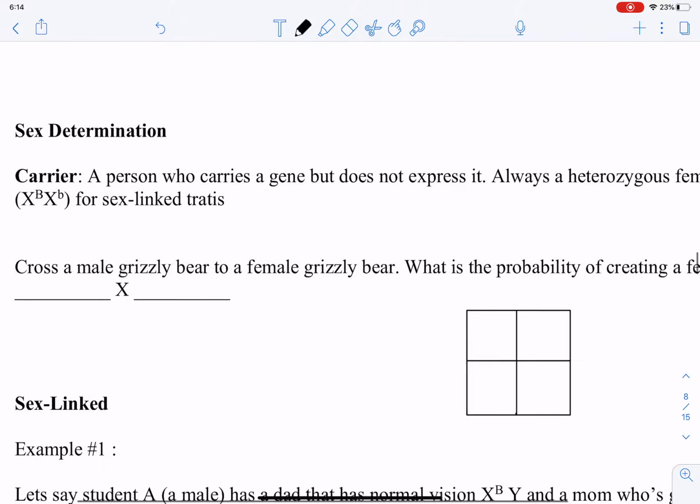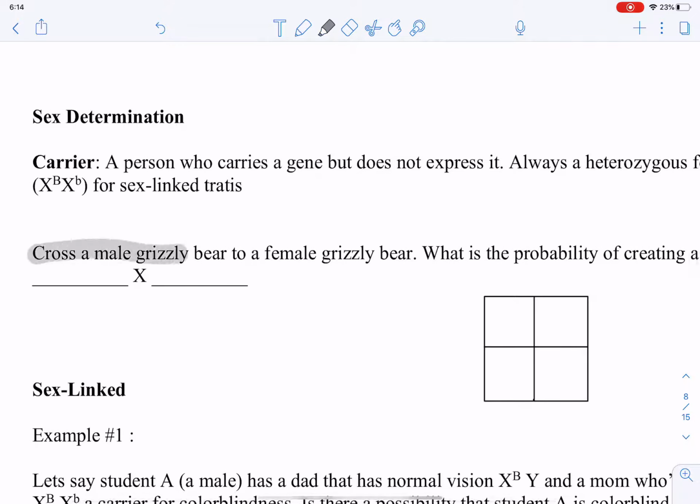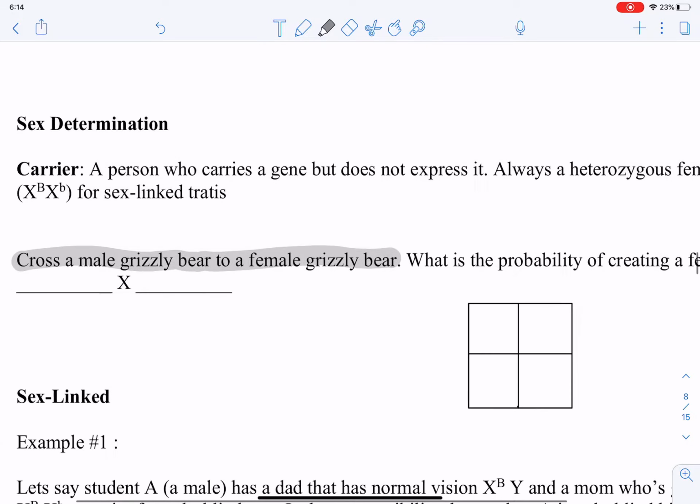So for example, if we cross a male grizzly bear to a female grizzly bear, what is the probability of creating a female? A big thing to know for this is that sex chromosomes for males are X, Y, and the females have the genotype of XX. So you've got to make sure you know that.